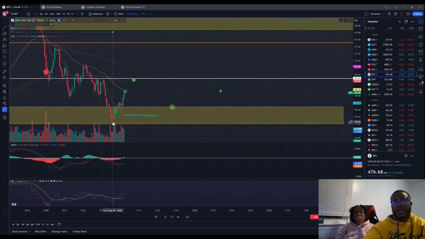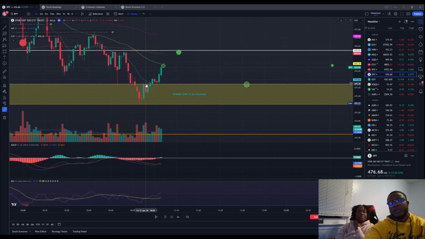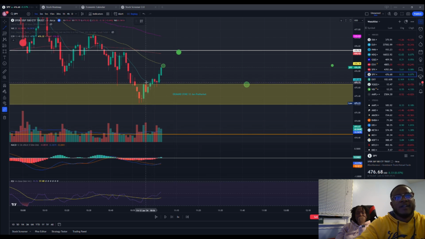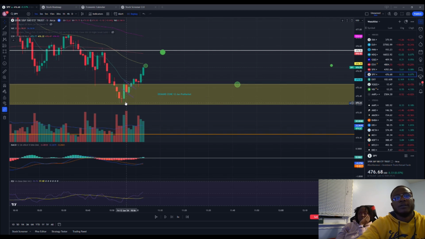We found support right here. We came up. This right here will be called a bull flag. Let me see if I can draw this out for y'all really quick. Something like that right there. Let me clone you. All right, so this would be a bull flag.